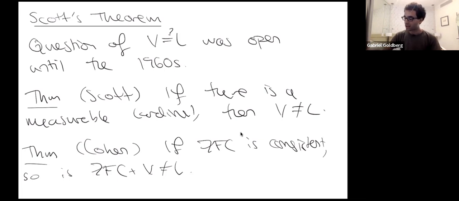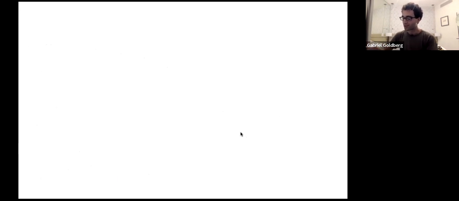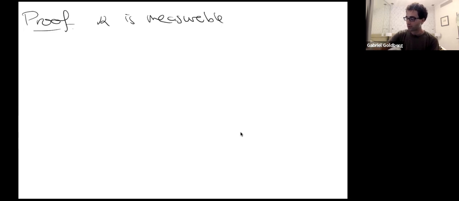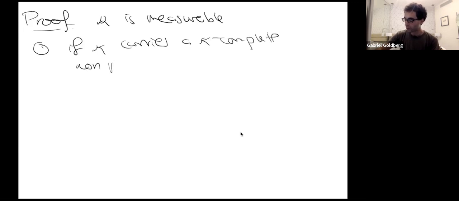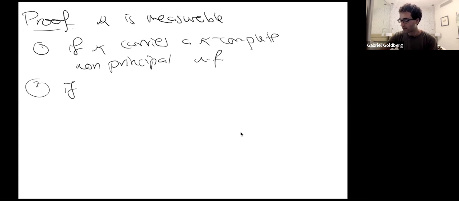Okay, but Scott's theorem is actually more relevant to us, and it's more relevant to the philosophical question of whether V is equal to L. So let me just remind you, hopefully, of the proof of this. The idea is to use both the characterizations of measurable cardinals. So kappa is measurable, one, if kappa carries a kappa complete non-principal ultrafilter, or equivalently two, if there is an elementary embedding with critical point kappa.